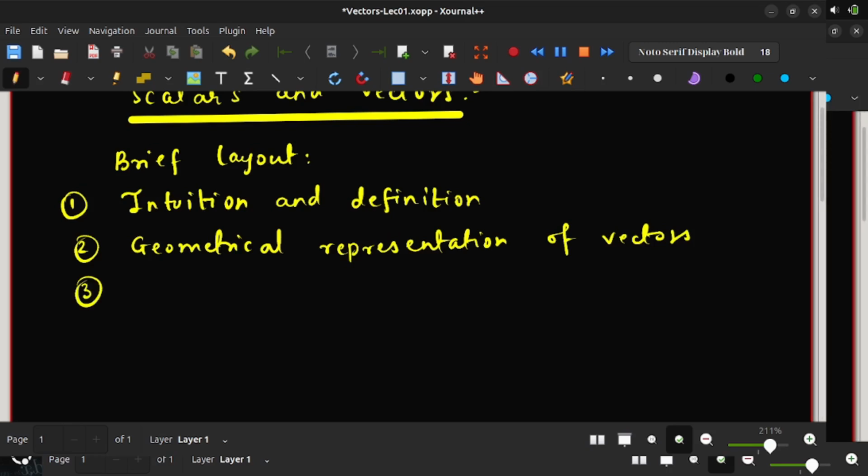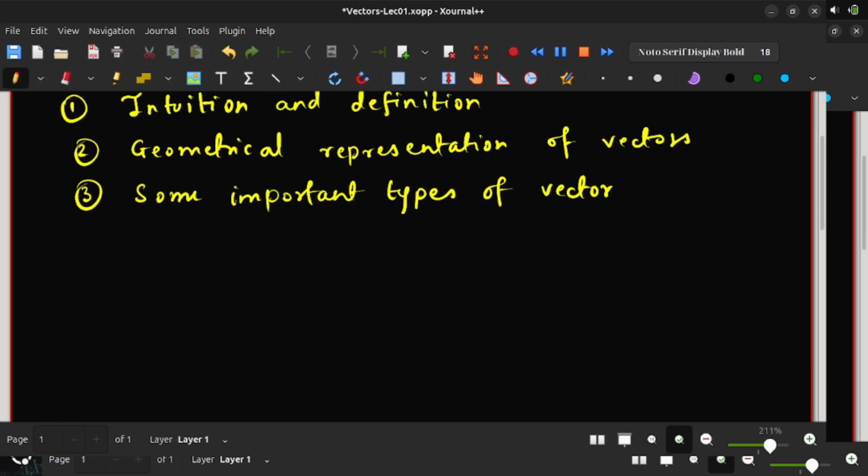The next thing I want to discuss is some of the important types of vectors, which will be useful in the long run. The fourth thing that I want to discuss is the addition of vectors. This is going to be a very important thing. From here onwards, we will actually start discussing all the algebra of vectors. And this addition will be done by graphical method.